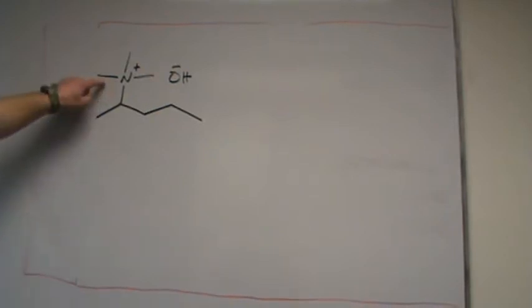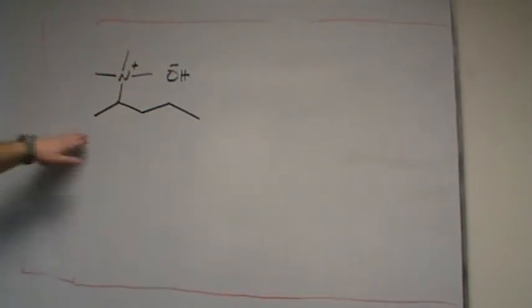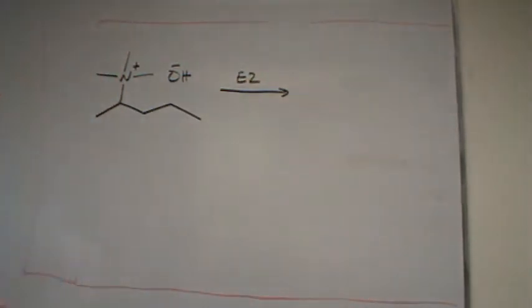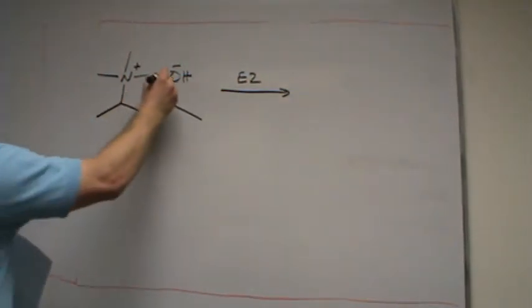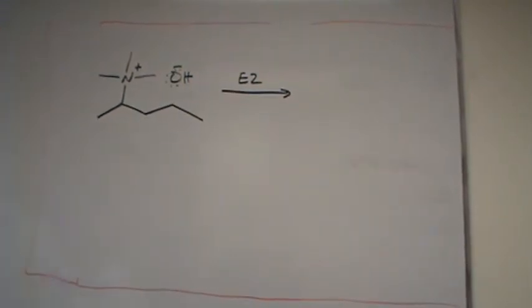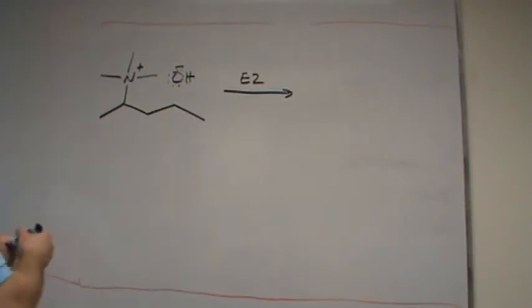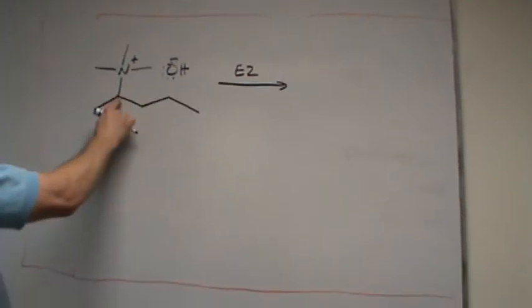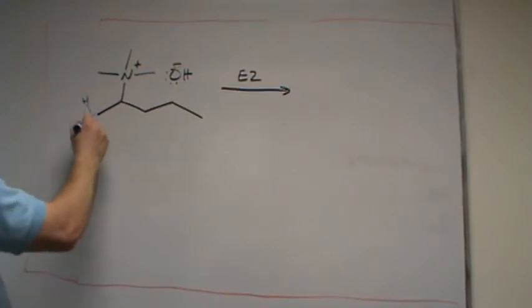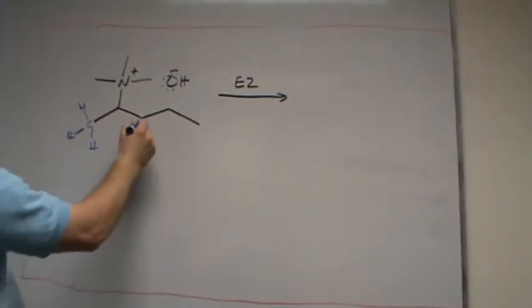Okay, there's a quaternary ammonium salt. Nitrogen has 3 methyl groups, and then this alkyl chain here. It'll undergo an E2 elimination reaction. So what's going to be my base? It's going to be the hydroxide. E2 elimination, we've got to find our beta hydrogens. This is the alpha carbon. There's 3 here, and there's 2 here.